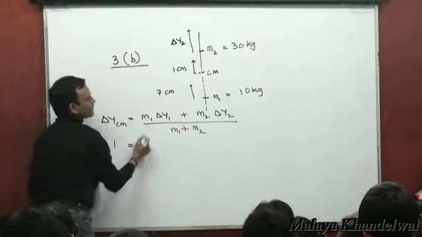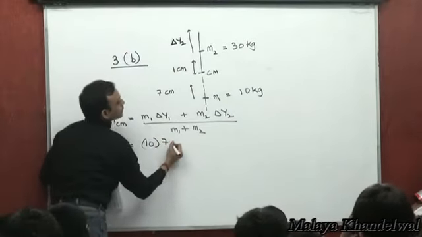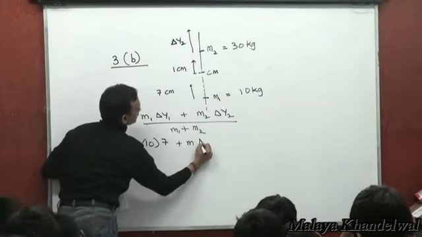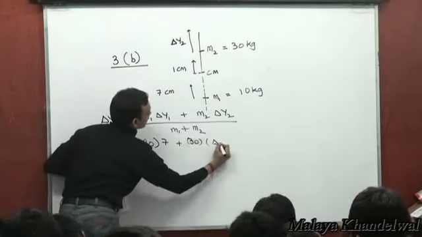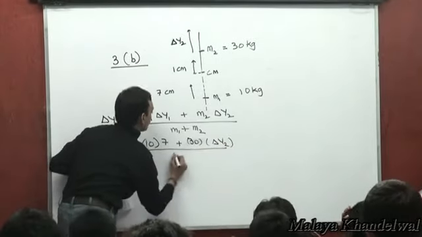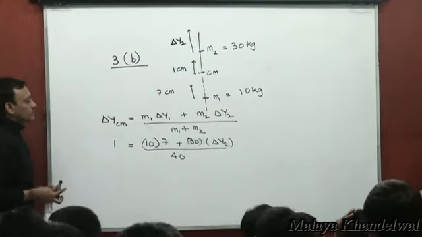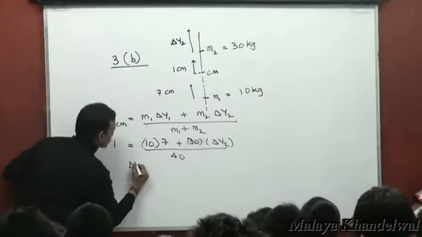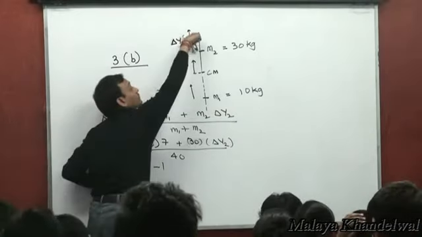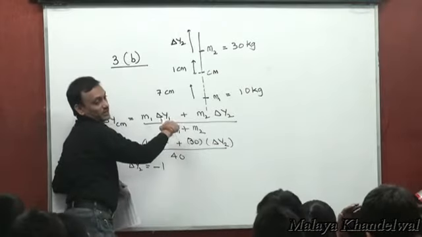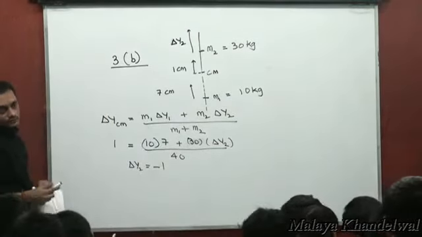So 1 centimeter. So M1 is 10 kgs into 7 plus M2 into delta y2. M2 is 30 kgs. Delta y2 divided by 40. So 40 minus 70 minus 30, delta y2 turns out to be minus 1 centimeter. That means this has to be moved downwards by 1 centimeter. Clear?